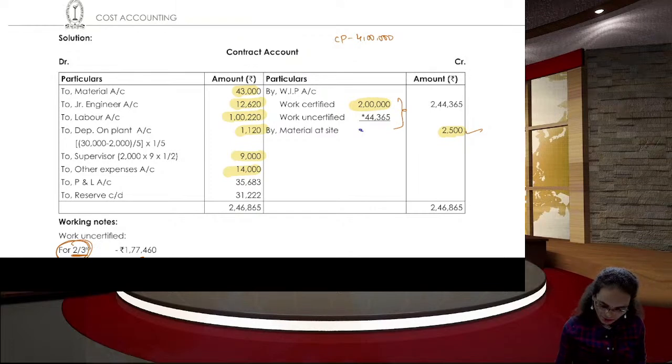So 43,000 plus 12,620 plus 1,02,220 plus 1,120 plus 9,000 plus 14,000 minus this 2 lakhs minus 2,500. I'll tell you. Wait a second, guys.